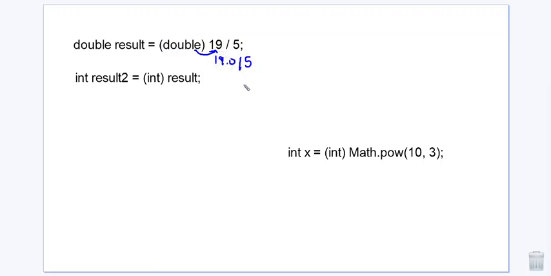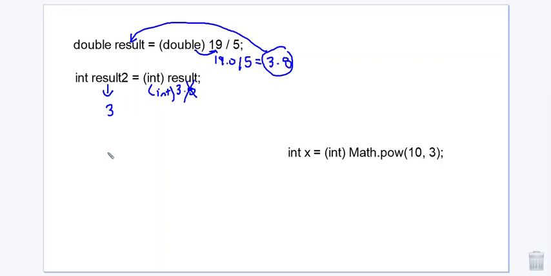By converting this to a double, now when I do 19.0 divided by 5, I am allowed to get a decimal answer. And this answer is going to be stored in result. So at the end of this statement, result is going to be 3.8. Then if I come down to this line to find out result2, which is going to be an int, I want to cast our result, which we just got was 3.8, to an int. And the way we cast is we just drop the decimal part. So basically result2 is going to store 3.